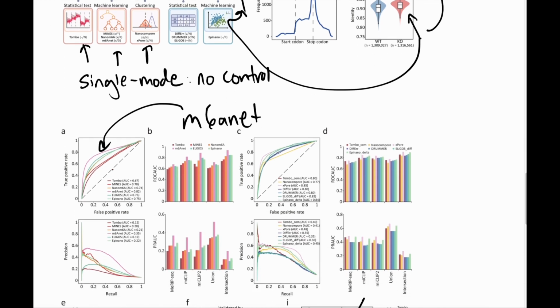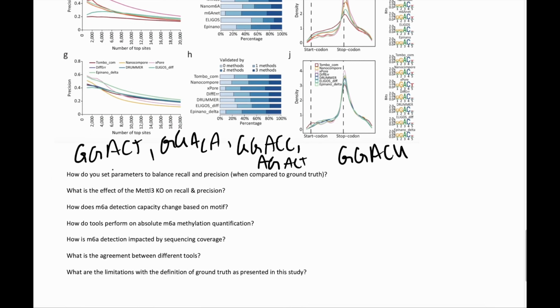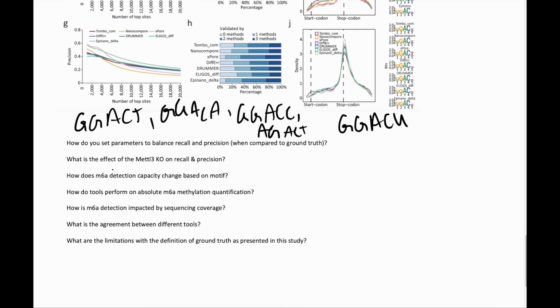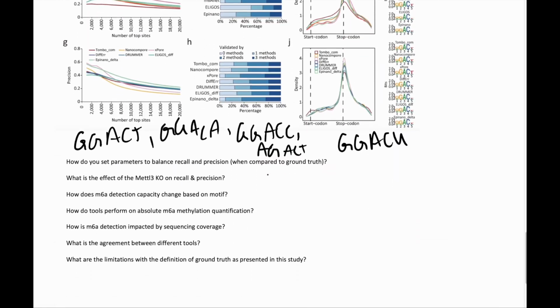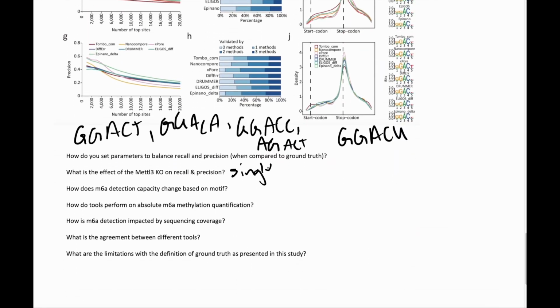The study also goes through a wide variety of other questions, both in the remainder of the results section and in the discussion. These include, how do you set the parameters to balance recall and precision when compared to ground truth? What is the effect of the metal-3 knockout on recall and precision, specifically for the single mode tools? So do the single mode tools call m6a modifications when you give them the metal-3 knockout? And is there a particular bias for the kinds of motifs and positions that they call for that?